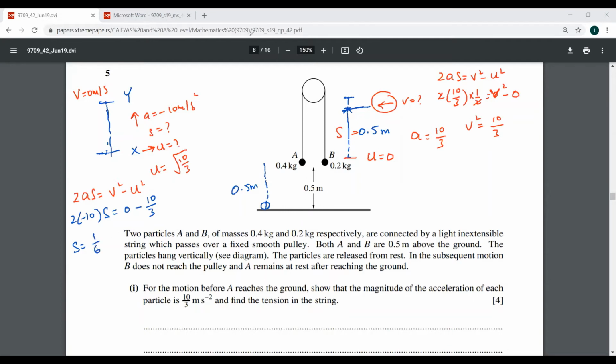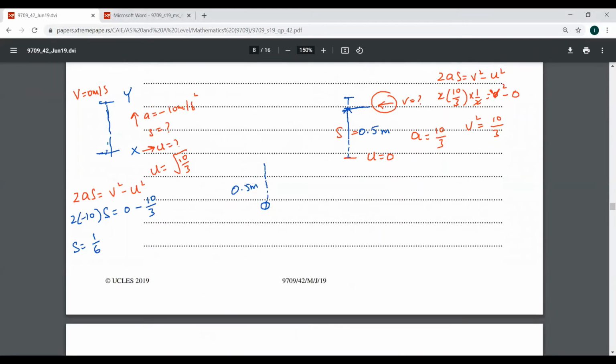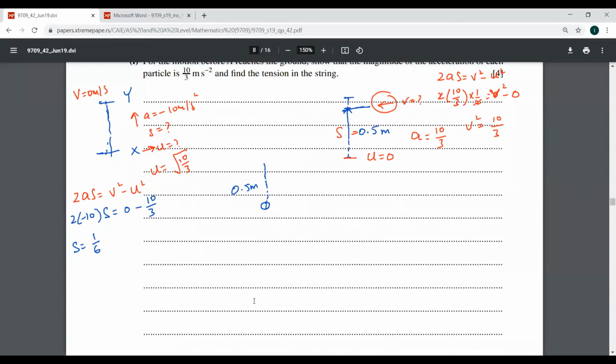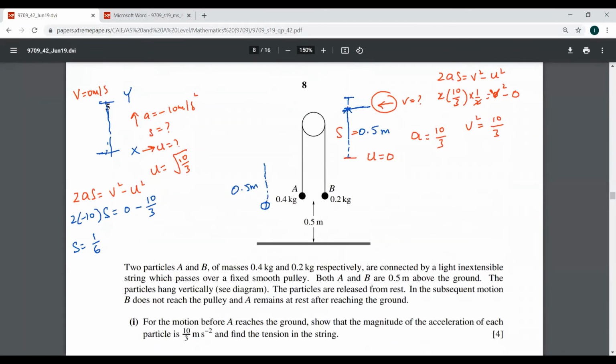So he was asking us to find the maximum height of B above the ground, okay? So this maximum height is going to be, first of all, this 0.5, don't ignore this 0.5, another 0.5 over here, and then that 1 by 6. So this is 0.5 plus 0.5 plus 1 by 6. That is 1 whole 1 by 6 meters. And I should check the answer now.